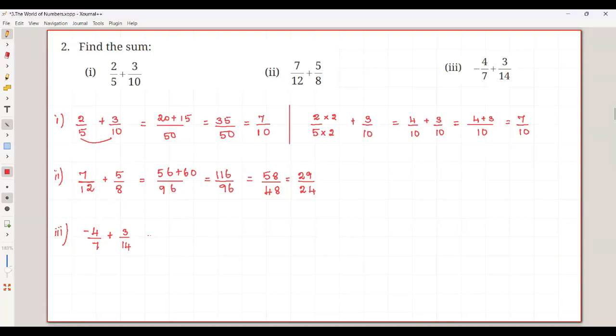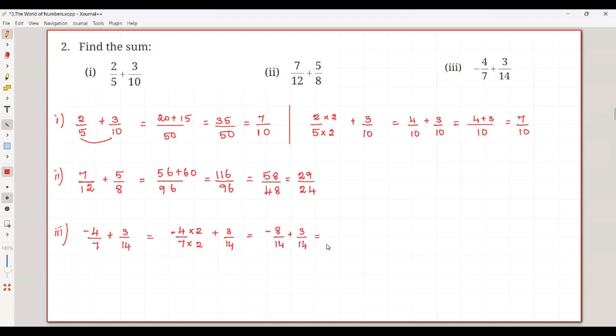So for this case, I'm going with the LCM method. Here I can take the LCM as 14. Minus 4 by 7 is there. What should I multiply with 7 to get 14? If I multiply with 2, 7 2s are 14. So I multiply 2 with both numerator and denominator. So plus 3 by 14. Now what is coming? Minus 8 divided by 14 plus 3 by 14.